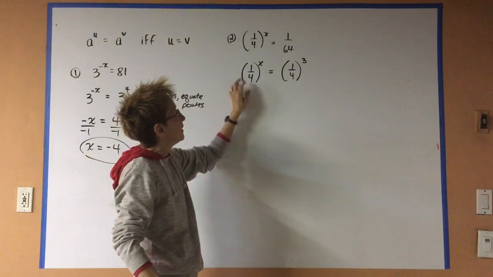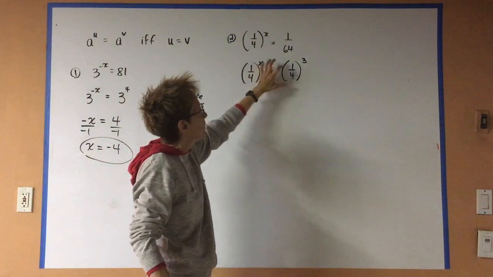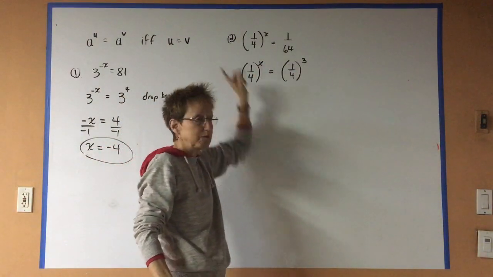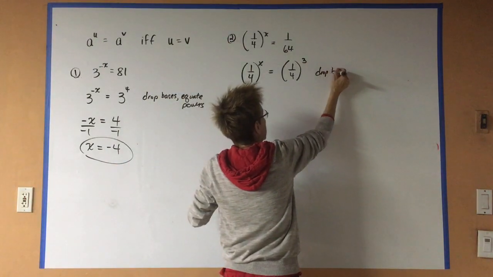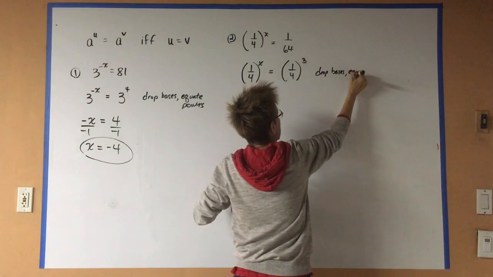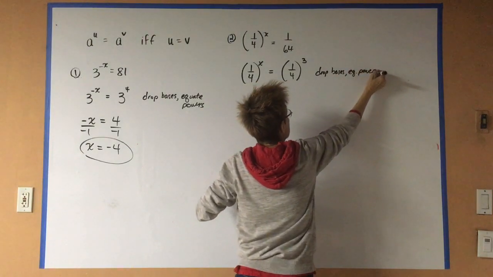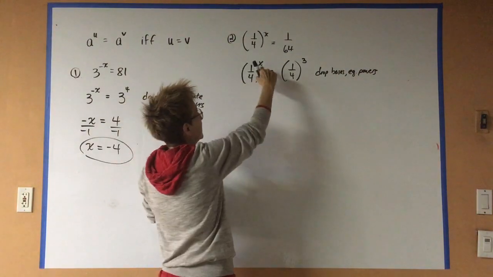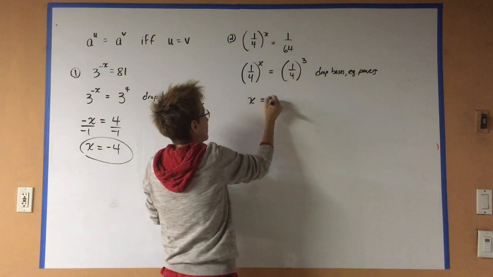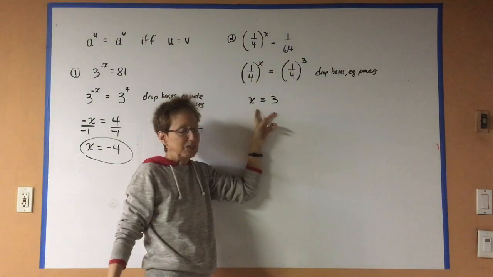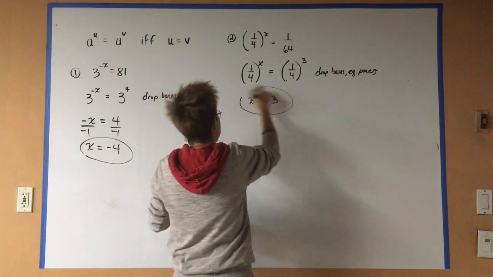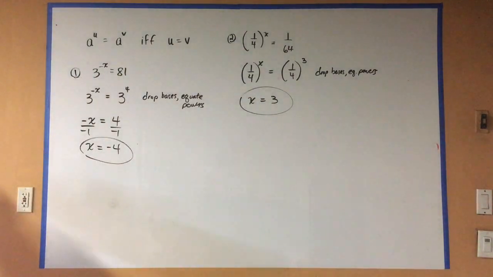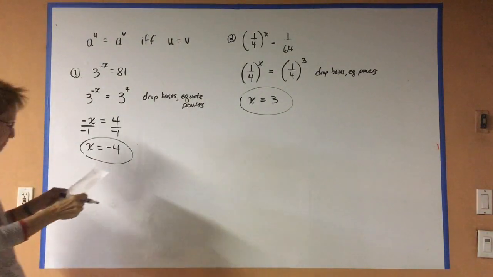So now I've written base to a power, and the bases are the same, so I can use this property. I can now drop the base. So drop the bases, equate the powers. I do that, and I get x equals 3. And then I say, what kind of an equation is that needs to be solved? And you tell me it's already done, and it is. That one was even nicer. So x is equal to 3 on that one.